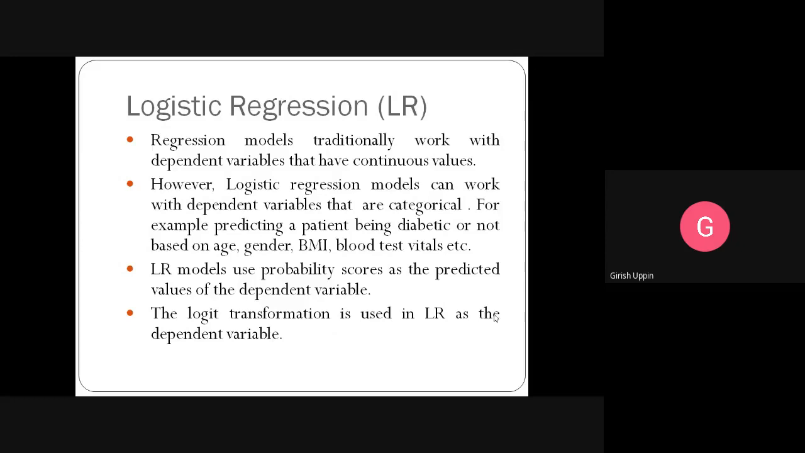Categorical means you are going to put it into different buckets. Yesterday we talked about the news articles. News articles can be bucketed into sports news, political news, entertainment news, economic news, etc. Then logistic regression models use the probability score as the predicted value of the dependent variable. So if it is a binary classification, if probability is more than 0.5, it is classified as yes. If the probability is less than 0.5, it is classified as no, something like that.